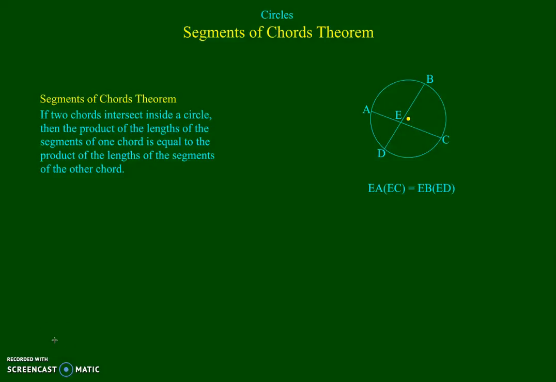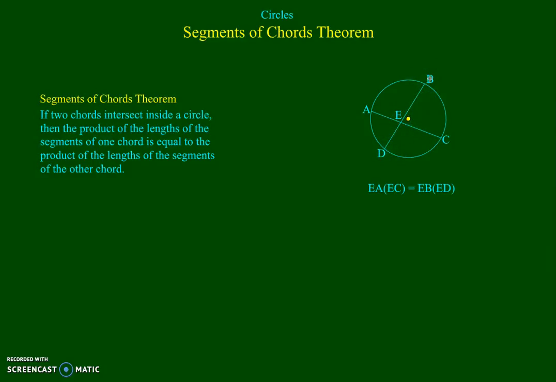This is part 11 of the series Circles, and in this part I'm going to begin with the segments of chords theorem. As the name implies, it's talking about taking two chords that intersect inside a circle and breaking them into separate segments. And the theorem states, if two chords intersect inside a circle, then the product of the lengths of the segments of one chord is equal to the product of the lengths of the segments of the other chord. In other words, AE times EC equals ED times EB.